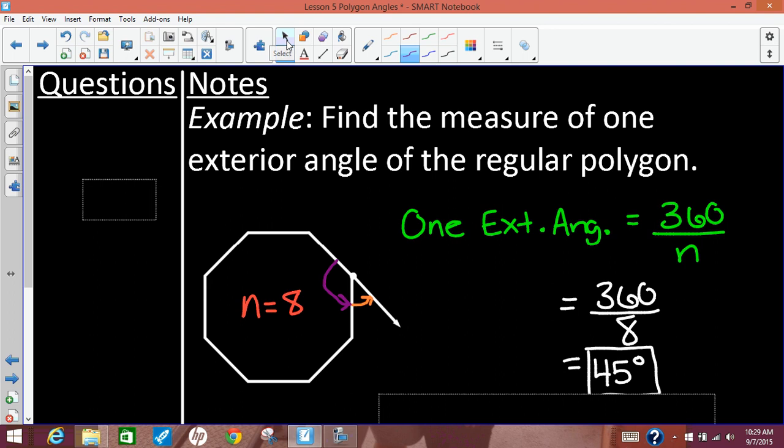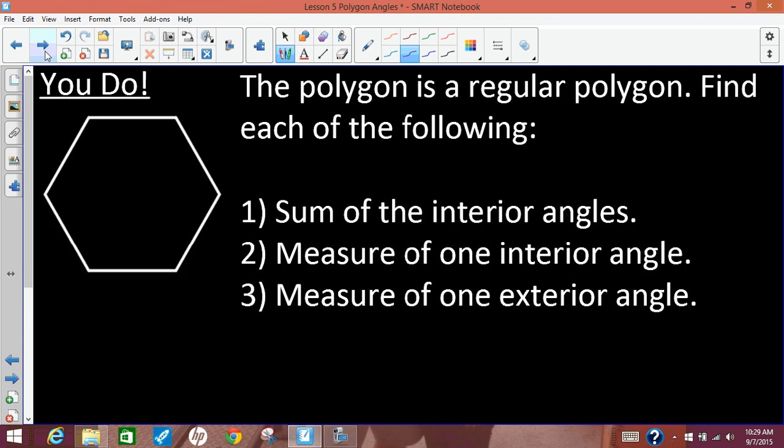So another way we can solve these problems is if we know an interior angle, we can find an exterior angle of a regular polygon because they form a linear pair and they're supplementary. So you can see this interior angle and this exterior angle form a straight line. They're a linear pair and they add up to 180. So I want you to do these three. Use this polygon here. I'm telling you it's a regular polygon, and I want you to find each of these three measures.